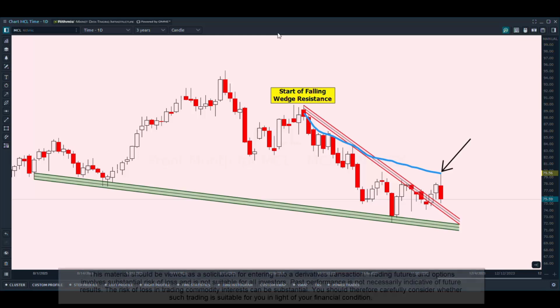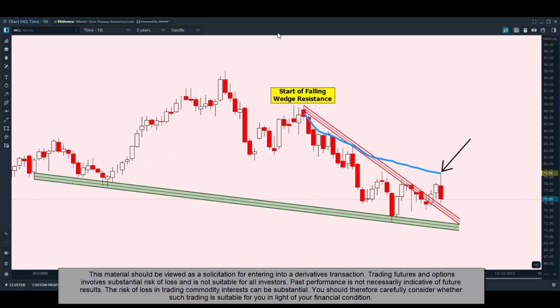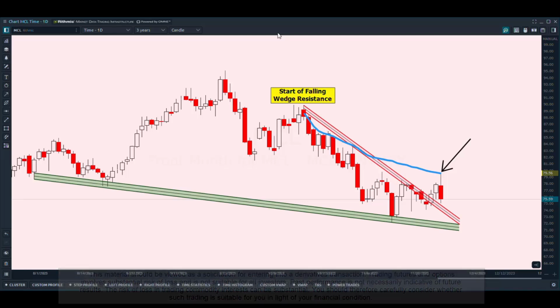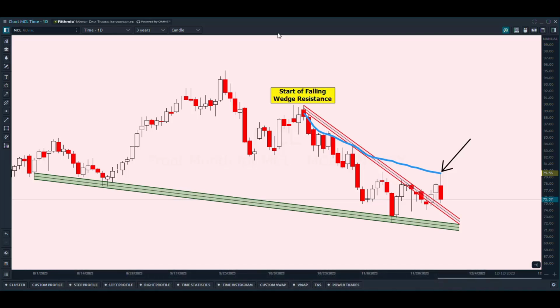Hey everybody, today we are going to go over what a falling wedge is using technical analysis in the financial markets. A falling wedge is really just two basic trend lines or trend zones, depending on how you draw your resistance or support.